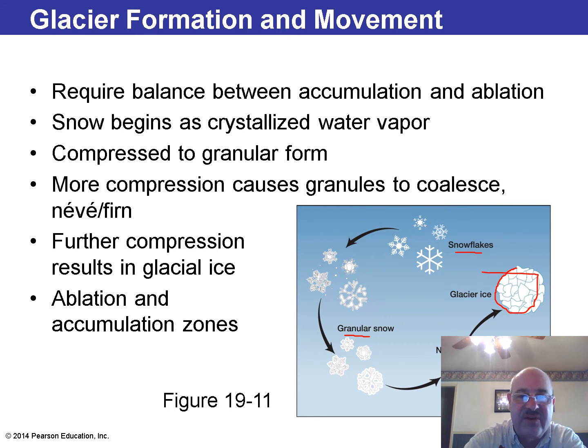Again, more compression causes the granules to coalesce. You need to know these words. The granules coalescing into ice is known as névé or firn. You need to know that. You might see it again. And then further compression results in glacial ice. Your ablation and accumulation zones, we're going to see those on the next slide or so. So we're going to go ahead and flip over there now.